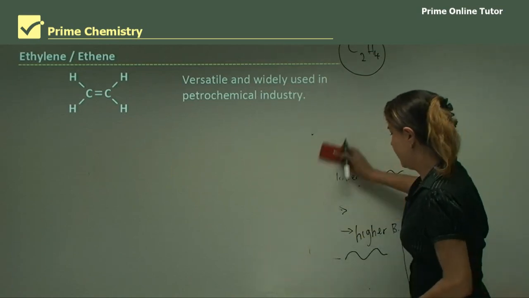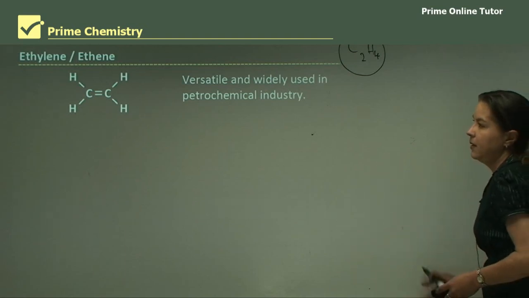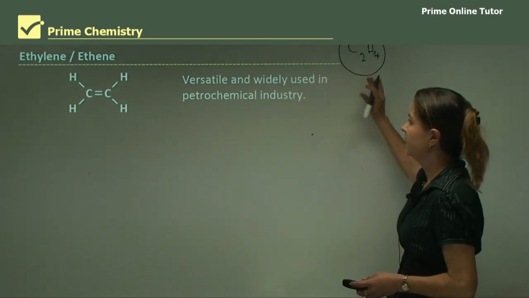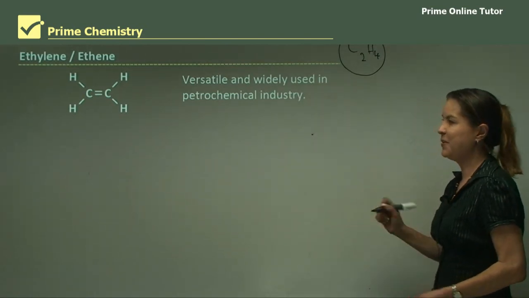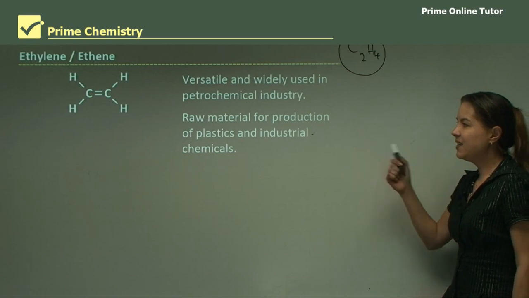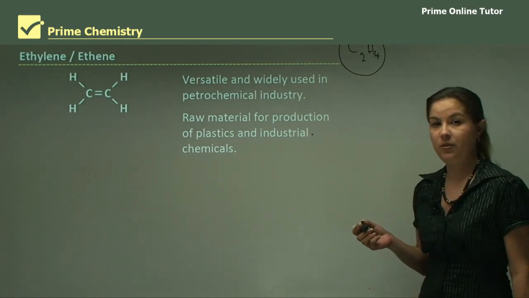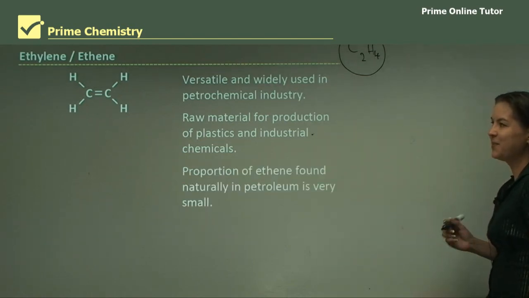So, what we're talking about today is the production of ethylene. Now this is ethylene here, C2H4, our target molecule. It's versatile and widely used in the petrochemical industry, and it's the raw material for production of plastics and industrial chemicals, such as paints and solvents.